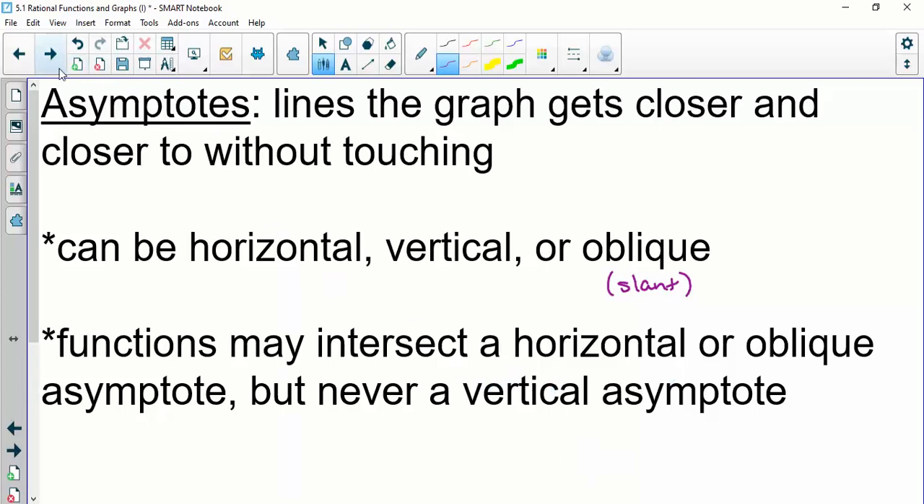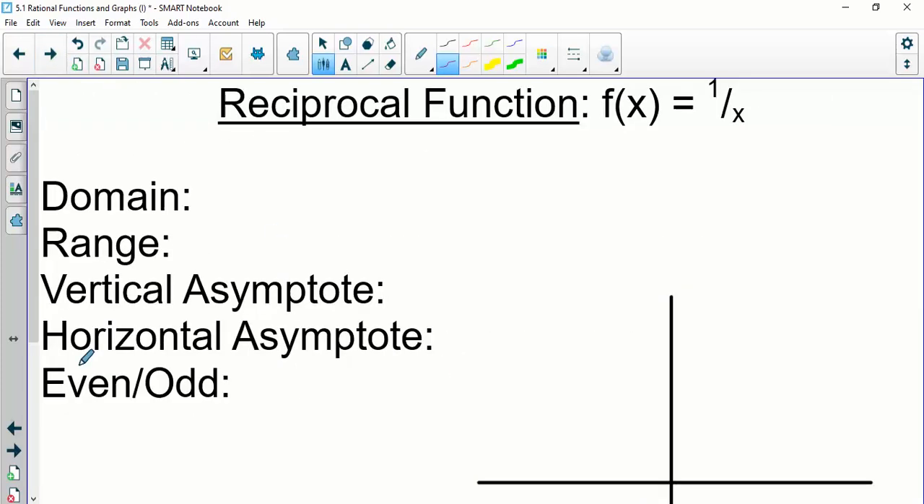All right, so let's look at just the most basic rational function. This one's called the reciprocal function. We're going to treat it like back when we did all of our transformations, we had some parent functions. We're going to look at a couple parent functions today. If we don't know what a graph looks like, how can we get it? XY chart, okay. Can you tell me what the domain of this is before I ever graph it?